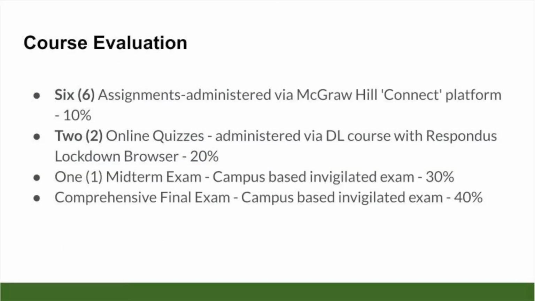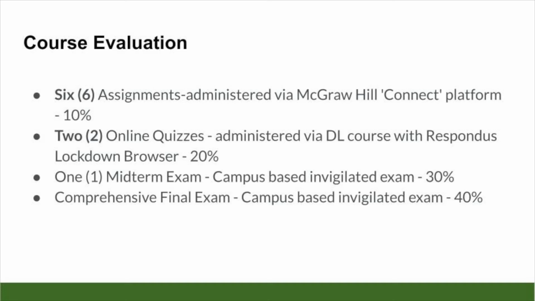In terms of the course evaluation, there are 6 assignments in this. One of the things we need to do in accounting is a lot of practice. So these assignments are designed to get you to practice various components that we talk about, and they're administered in the McGraw-Hill's Connect platform. So that McGraw-Hill Connect that I talk about is where you'll find those assignments. They're worth a total of 10%. Again, the focus of the assignments is to get you to practice the material that we're covering. There are also 2 online quizzes. These are administered through the DL course with Respondus Lockdown Browser, and they're worth 20%.